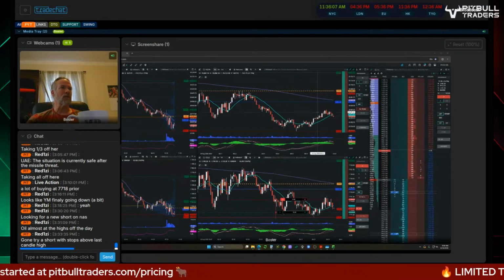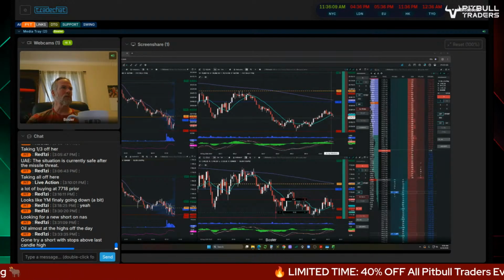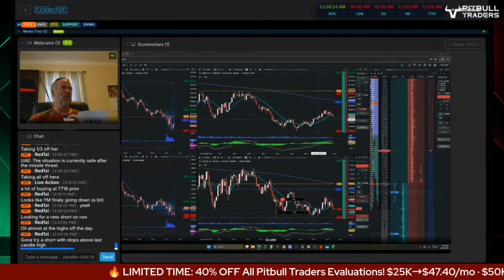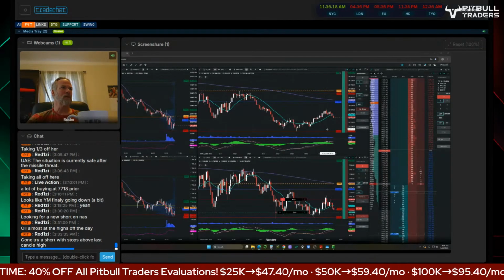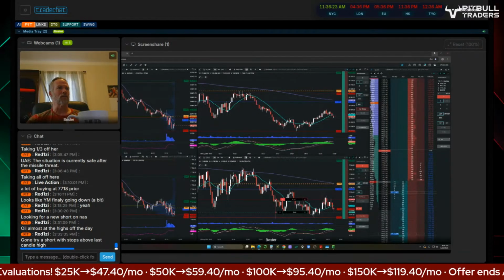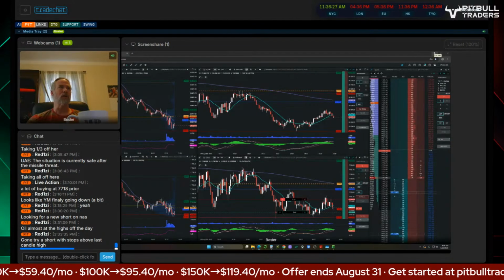So if NQ does start to lose this support level, right? This was resistance. It became support. Now if they test it again and it doesn't hold, that's when it could get a little gnarly because of the 50-day moving average and the rejection thereof.